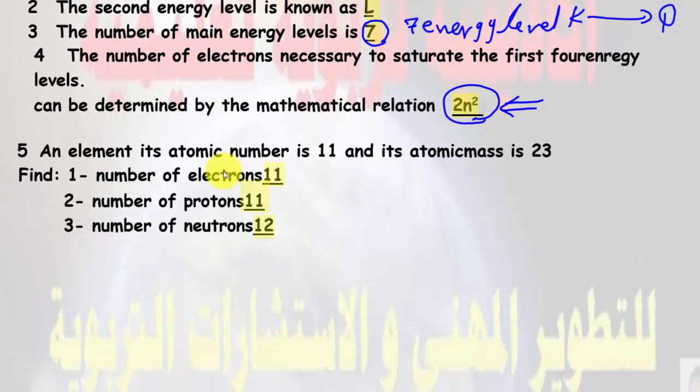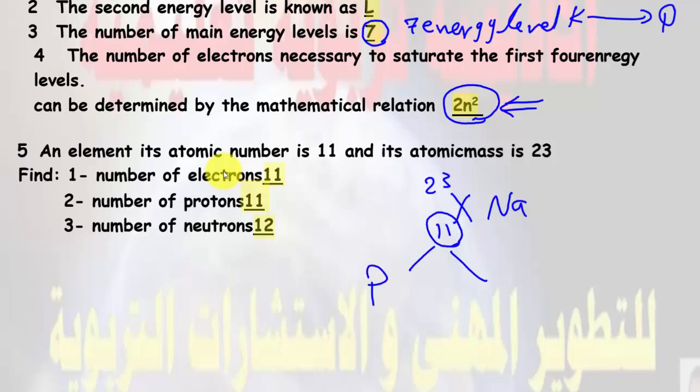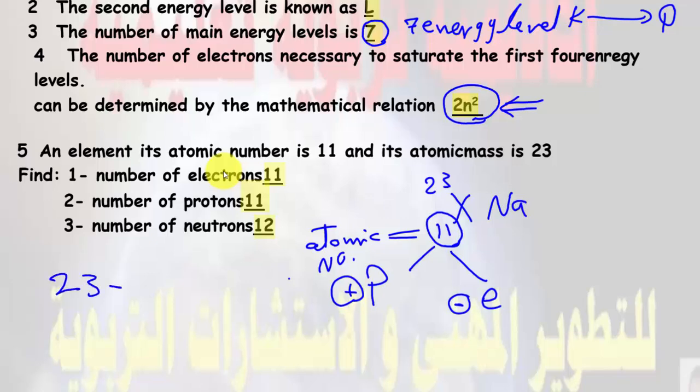An element, its atomic number is 11 and its atomic mass 23. So X 11, 23. This is sodium. The number of electrons and the number of protons here, we know from the atomic number. Always we know the number of negative electrons and positive protons from the atomic number, and the number of neutrons, we subtract the mass number minus the atomic number, it gives us the number of neutrons.